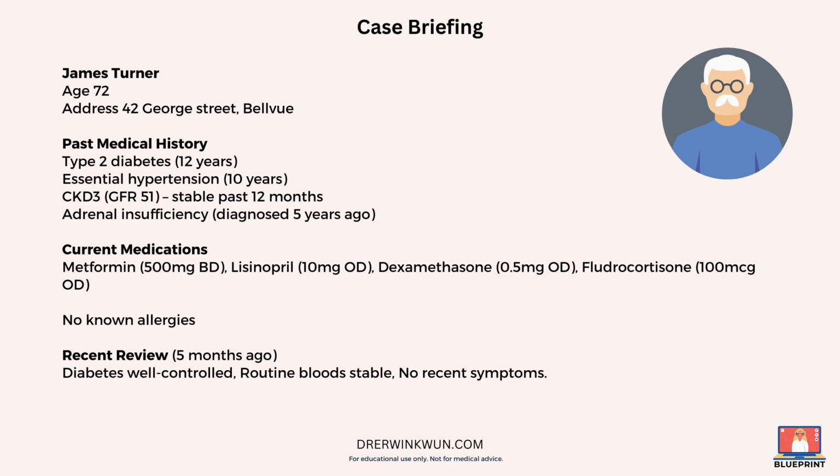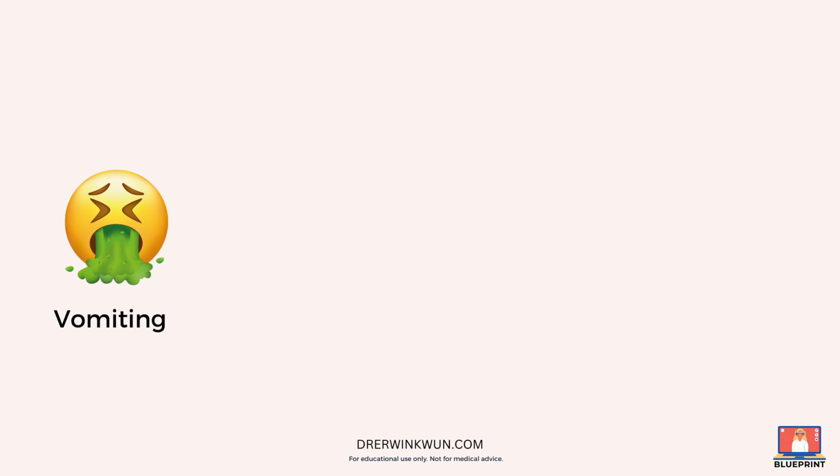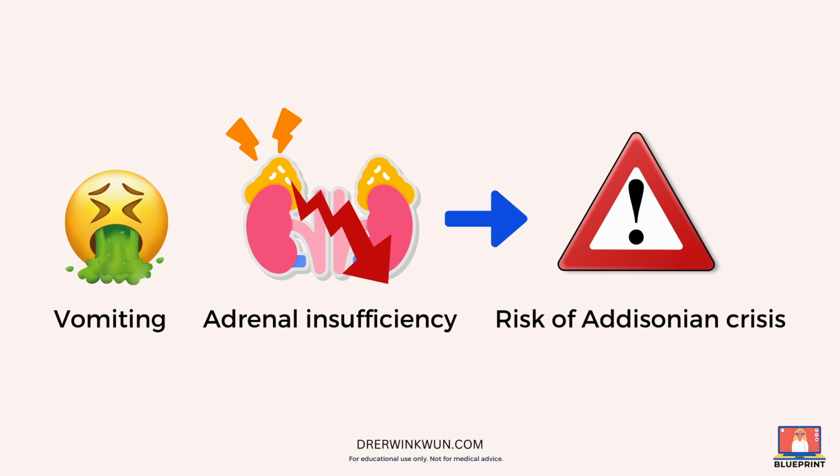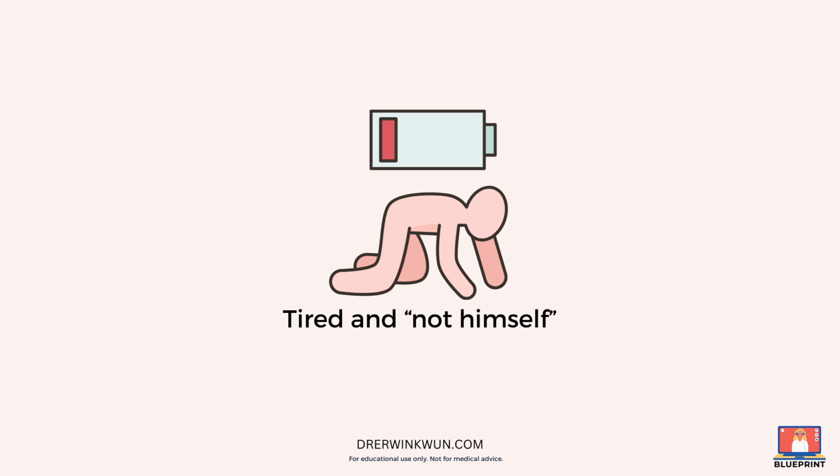It's very important that you organize your thoughts and be curious. Ask yourself, what is this case testing? This case may be testing your ability to recognize and manage an acute presentation. You have to be anticipating your next moves, so identify the relevant information. As the patient is vomiting and has a background of adrenal insufficiency, he is at a high risk of developing Addisonian crisis. Just from the blood pressure reading, we can note that there is a sign of postural hypotension, likely due to fluid depletion. We're also told the patient is tired and not himself, which makes the possibility of adrenal insufficiency high on the list.